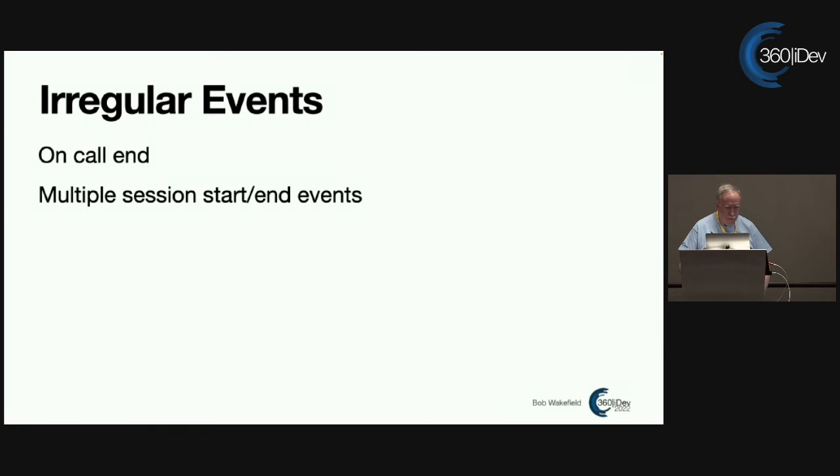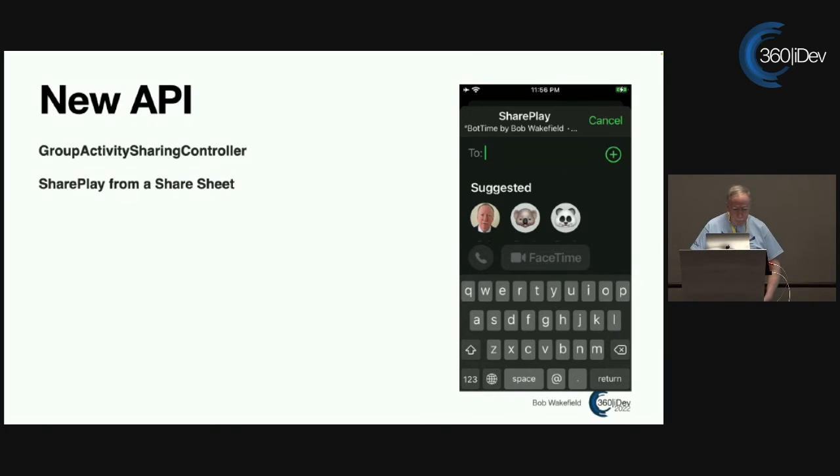As I said before, the group state observer does not signal loss of eligibility when a user ends a call, though the session is invalidated. It can signal loss of eligibility, but not if you've got a session in progress. Generally, there is more than one happy path to starting a session. And here it is again with the new API and the group activity sharing controller, and how it looks on the screen when you're using it.